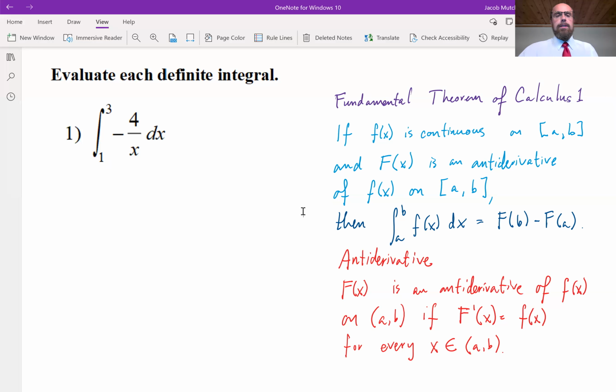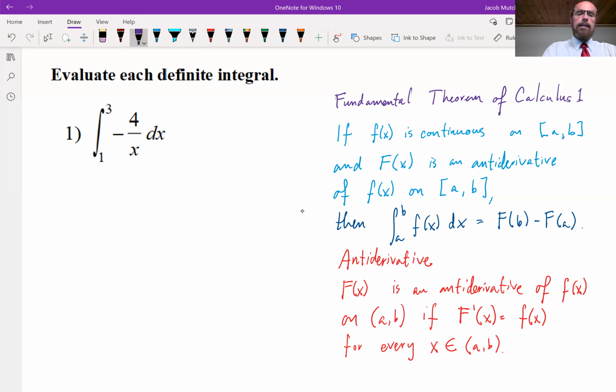So as we look at this example, what we really need to decide is what's the antiderivative for our lowercase f of x here. And when we're looking at lowercase f of x, we're really thinking about the integrand, -4 over x. Well, let's see if we can simplify that integrand and discover for ourselves what that antiderivative is going to be.